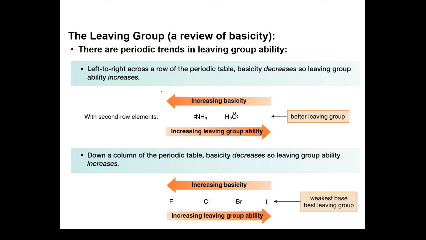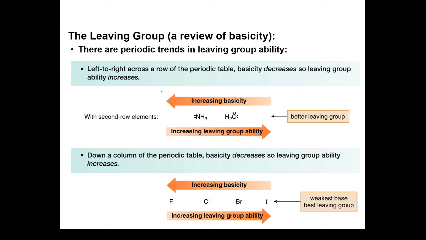Okay, basicity also decreases down a group. And this was all Gen Chem stuff. So the weaker I am as a base, the better the leaving group I am. Fluorine is going to be a worse leaving group than chlorine, chlorine than bromine, and bromine than iodine. Iodine reacts so fast it's hard to control, so it's a great leaving group, but we usually don't use iodine.